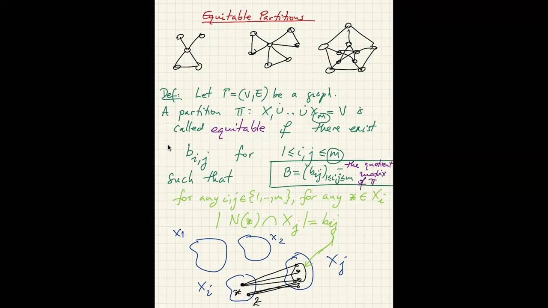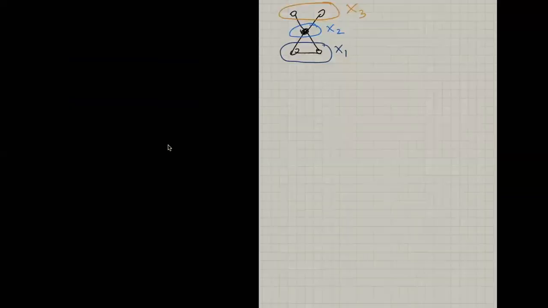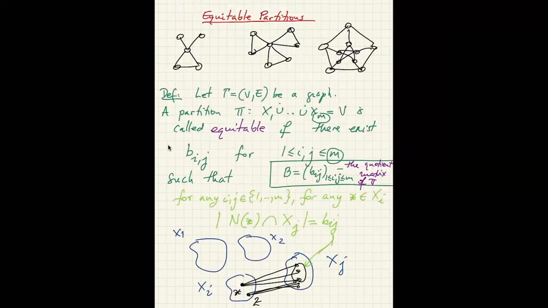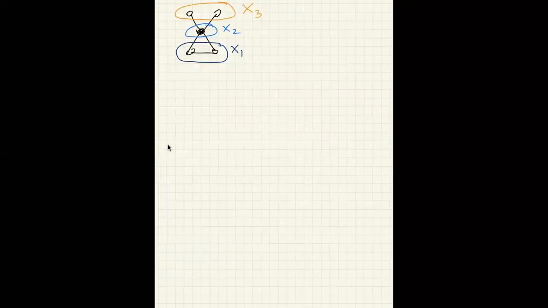The quotient matrix of pi. Okay, so what I want us to do is to go through these three examples and write down some equitable partitions and their quotient matrices. So here we have this partition, and what is the quotient matrix here?